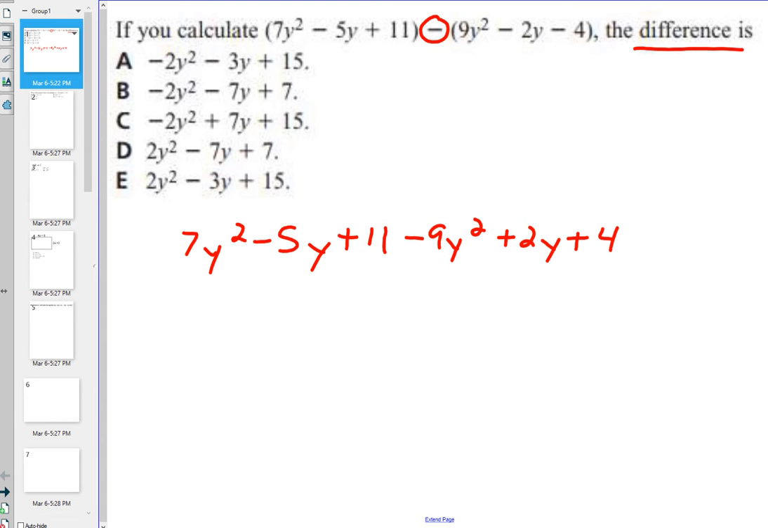Now we combine like terms. 7y squared and negative 9y squared is negative 2y squared. Negative 5y and 2y is negative 3y. And then 11 plus 4 is 15. So we go to all the choices. These are the ones missed the most, Ferris. Any questions?